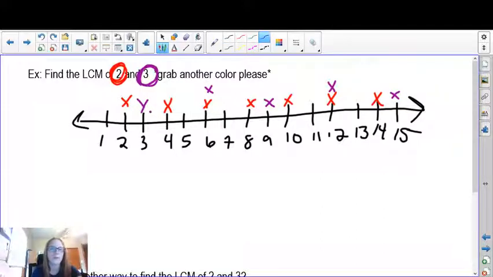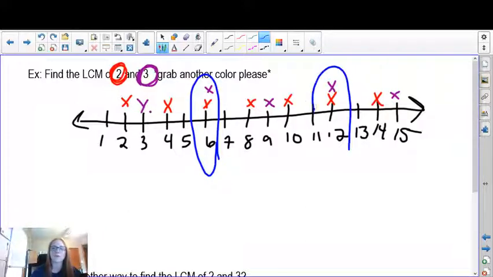Now, what's the earliest these two meet? And I don't mean sitting next to each other because we think they'd meet there, but they don't. They meet when they're sitting on top of each other. Well, I see that 2's only got a red, 3's got a purple, 4's got a red, but 6 has a red and a purple. I see again a red and a purple over 12. I want my smallest. That's the whole part of that L, that least common. So the least common multiple of 2 and 3 is 6.